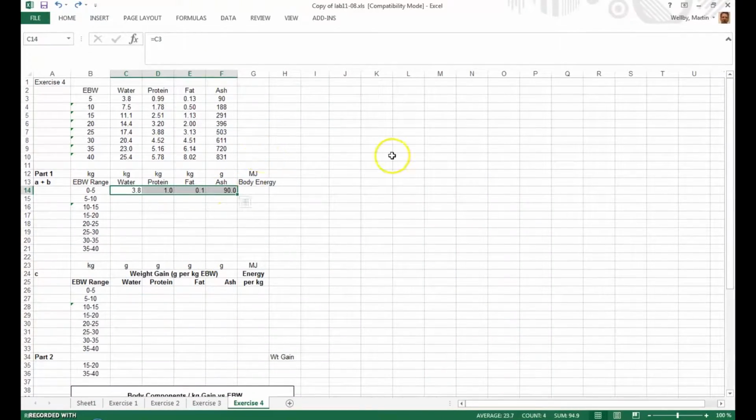So here is the data that we are given for exercise 4, part 4. This is the same data that's in your lab manual. And what we've got here is a range of empty body weights down here. Now, empty body weight is the body weight of the animal after you've removed the rumen contents, stomach contents, so all of the contents of the gastrointestinal tract, which can be variable and aren't technically part of the animal.